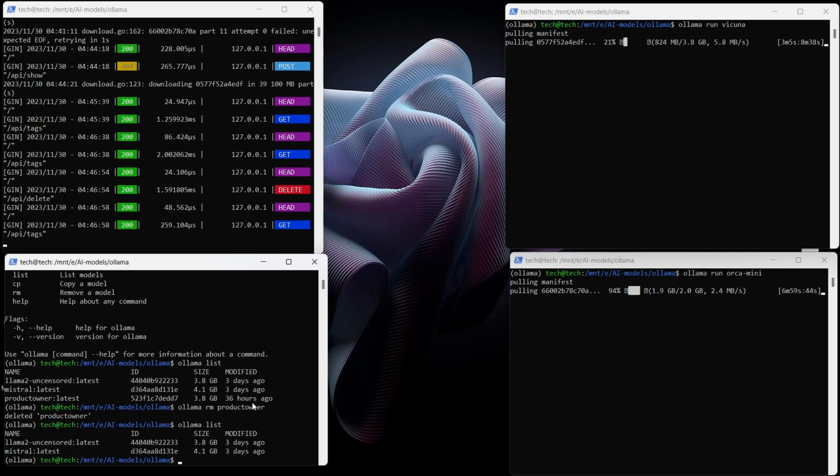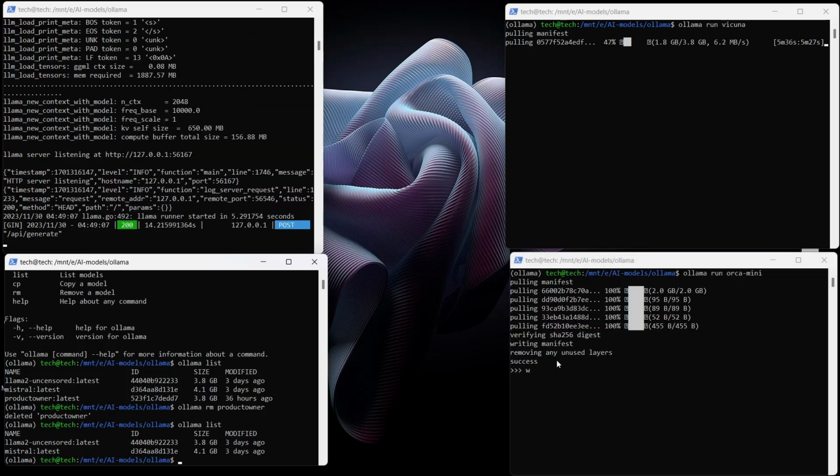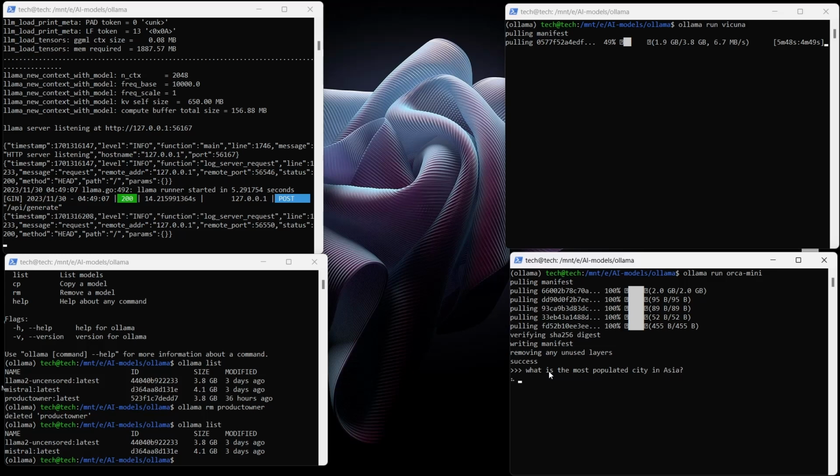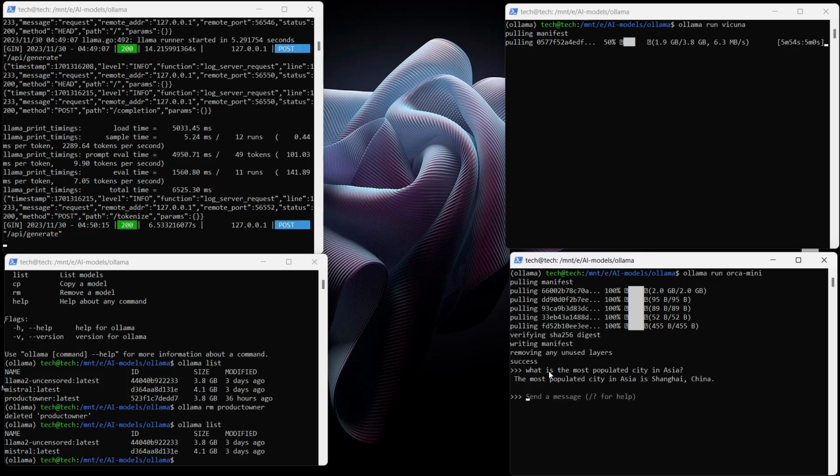So 94% on the bottom right. We're good, I just fast forwarded it. Let's ask Orca Mini our typical question. What is the most populated city in Asia? The most populated city in Asia is Shanghai in China.